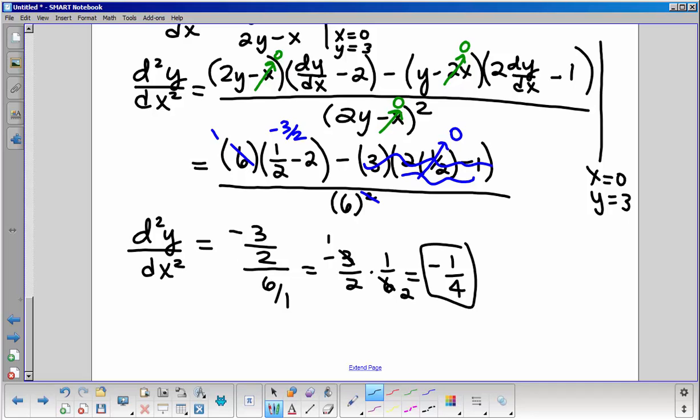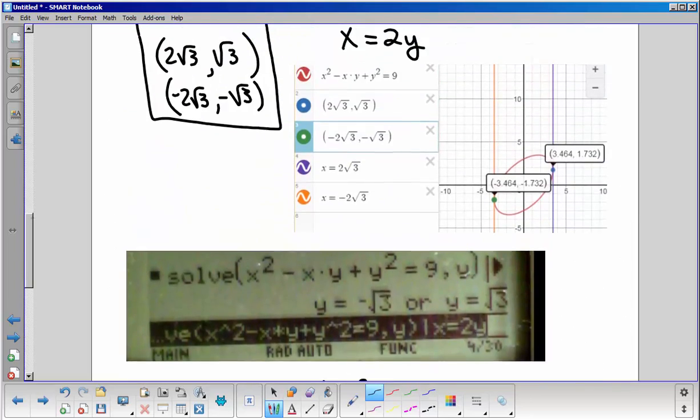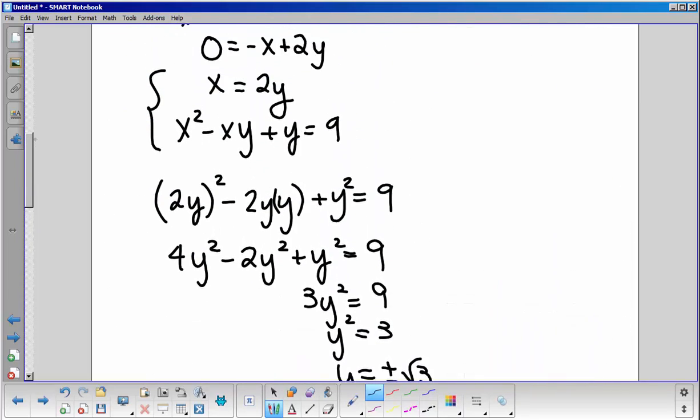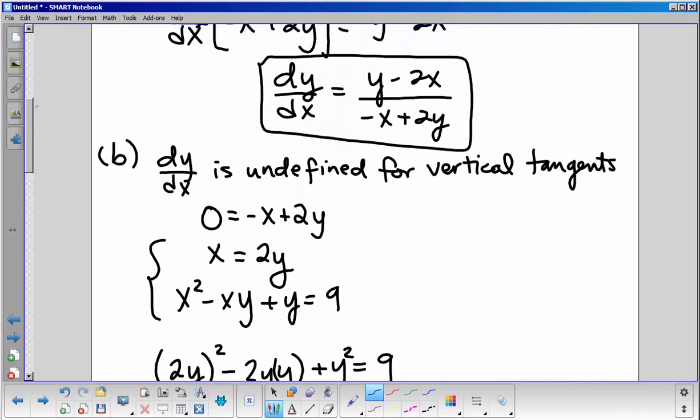So what if I wanted to find out where all the tangent lines were horizontal? We found out where they were vertical. You would set the numerator of the derivative equal to 0, and then you'd solve the system, right? Because this is going to be a little bit different, isn't it? It's going to be y equals 2x. So you take the 2x and you plug it in where the y is.